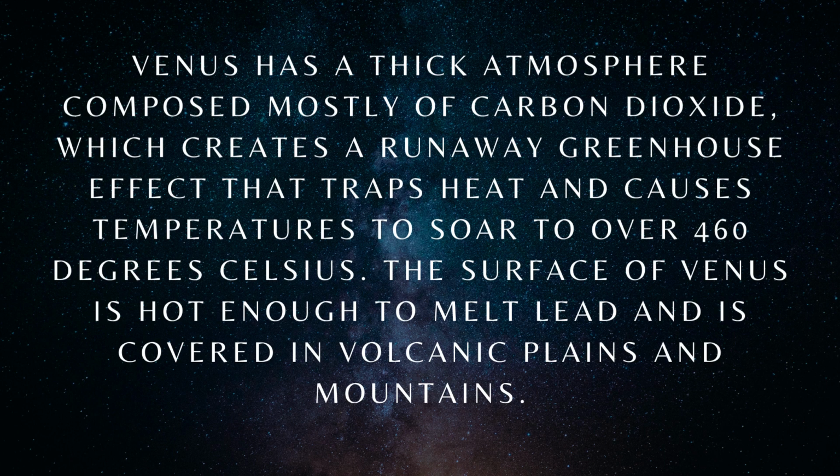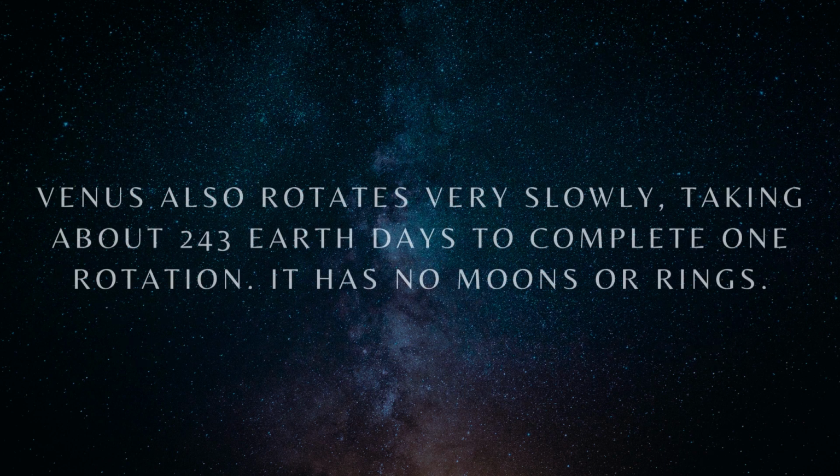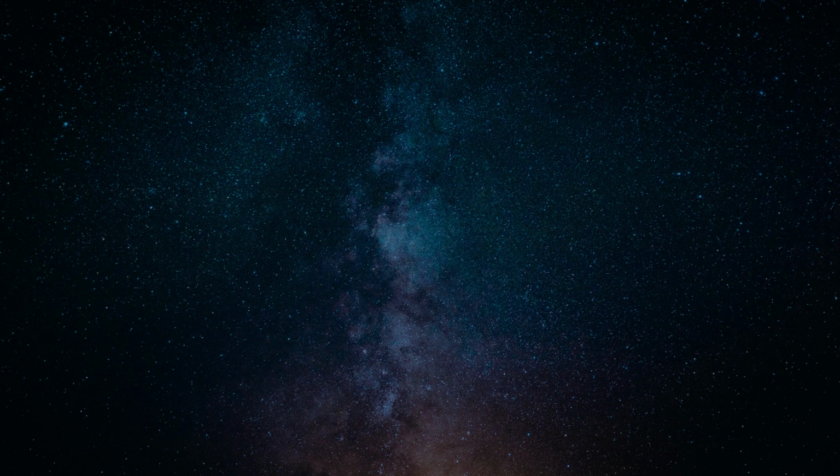The surface of Venus is hot enough to melt lead and is covered in volcanic plains and mountains. Venus also rotates very slowly, taking about 243 Earth days to complete one rotation. It has no moons or rings.